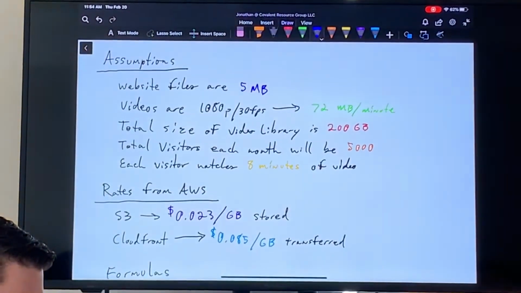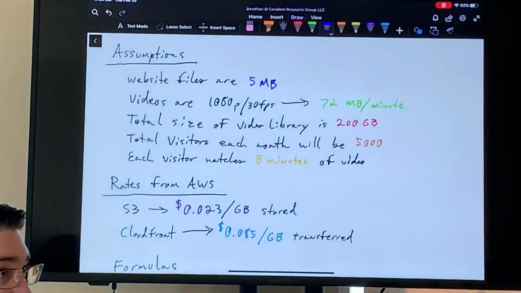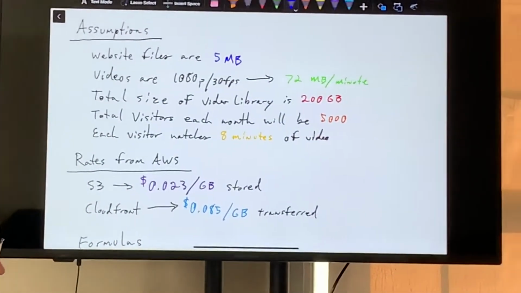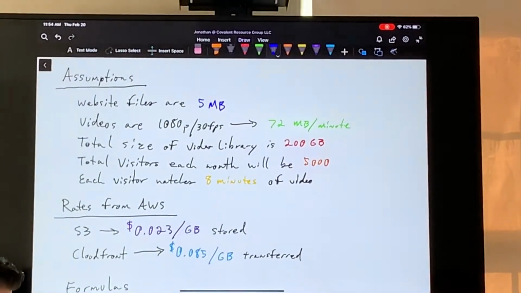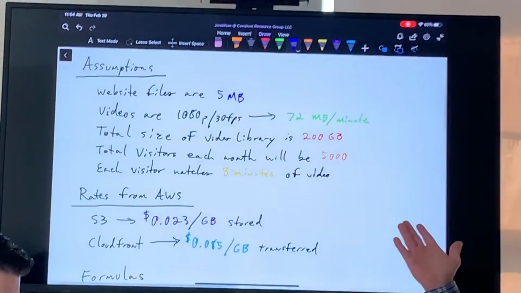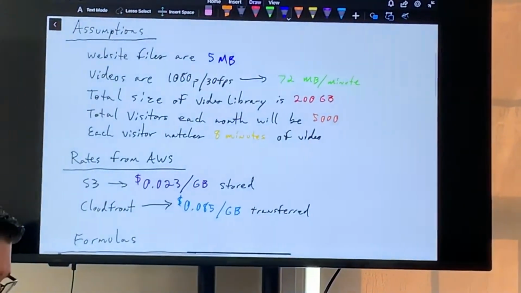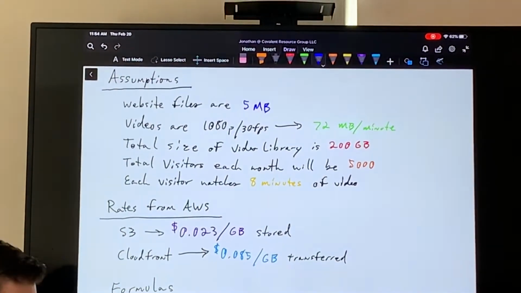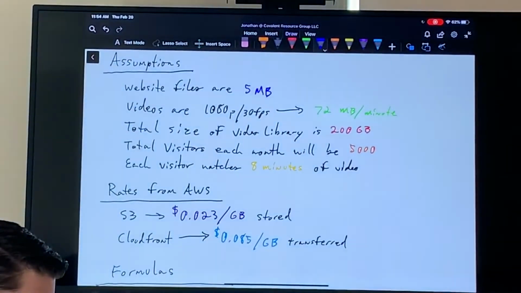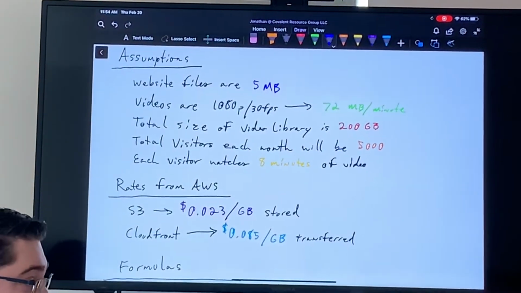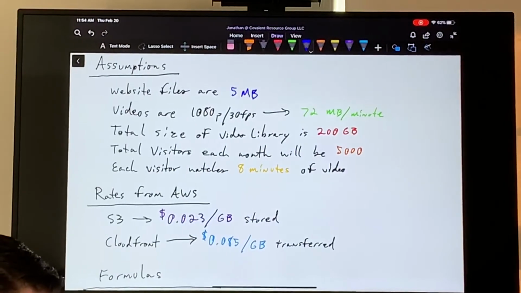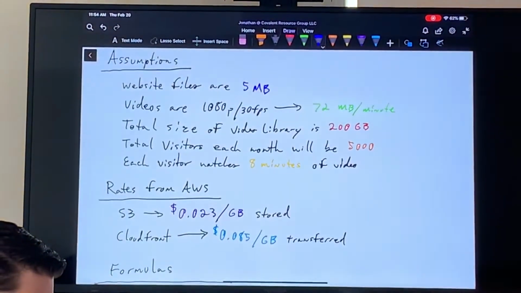Okay. And so then we'll be able to gauge for each user how many minutes of video they watch each month, and that'll feed into the calculation. So every user watches a minute, and this assumes 72 megabytes transferred. That's exactly it. And the last item here, assuming each person's going to watch about 8 minutes of video over the course of the whole month. 5,000 visitors is what I threw at it.